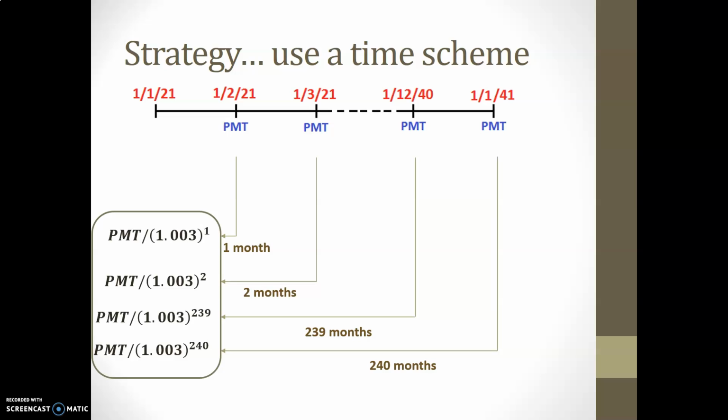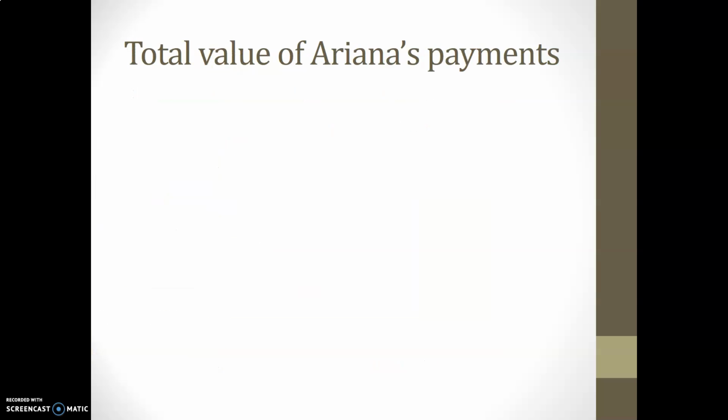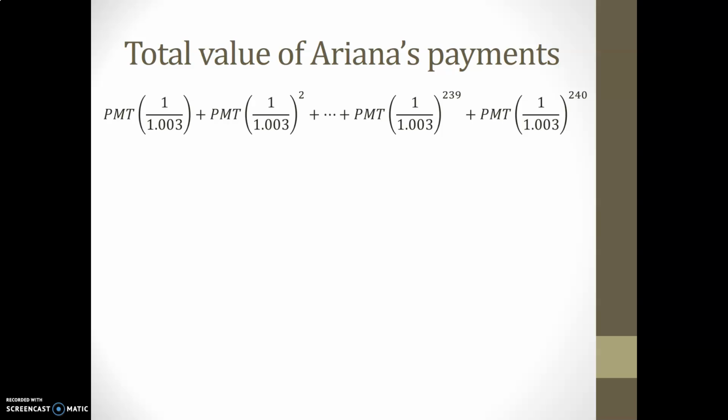over 1.003 as the divider. So the sum of all these amounts are in fact used to repay the total mortgage, which was $500,000. In other words, they have to add up in today's money to $500,000, which is also in today's money. So here is the total value of Ariana's payments. Here is the list of all the payments she had made in the future, but recalculated in date of January 1st, 2021.